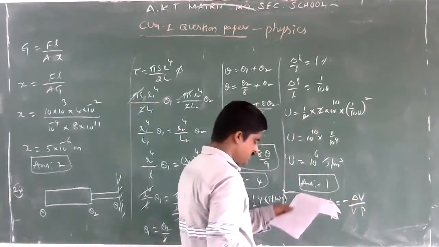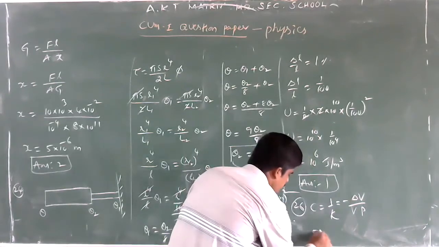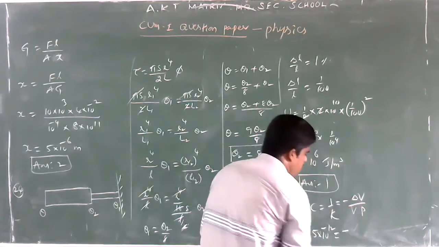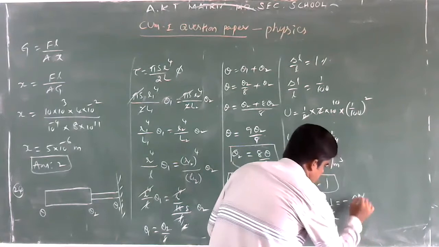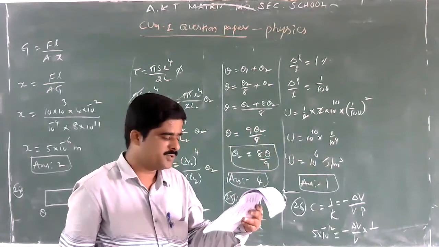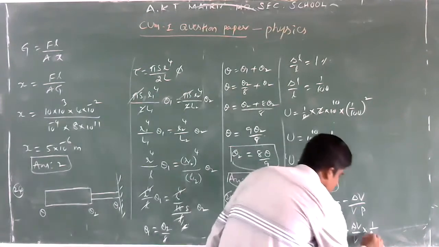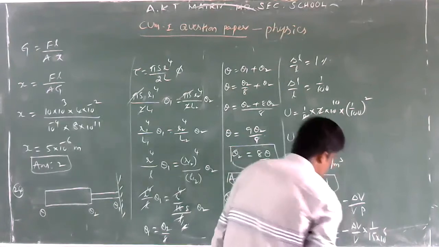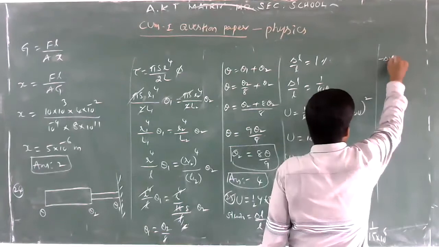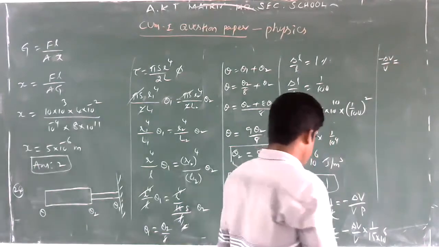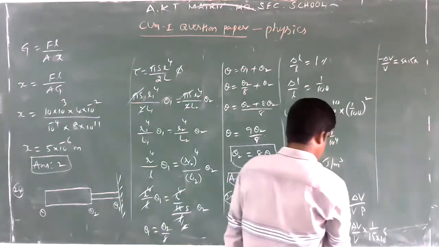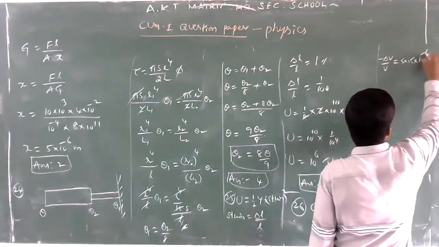See, the compressibility C is equal to 5 into 10 to the power of minus 10, that is equal to minus delta V by V into 1 by P. What is the pressure? If it is subject to a pressure of 15 megapascal, so 15 into 10 to the power of 6. Okay, so then from this, minus delta V by V is equal to 5 into 15 into 10 to the power of minus 12 plus 6.